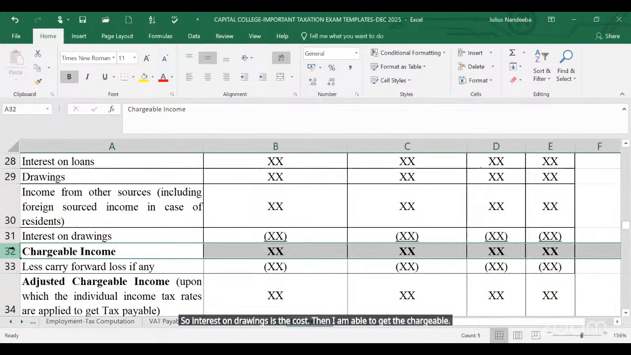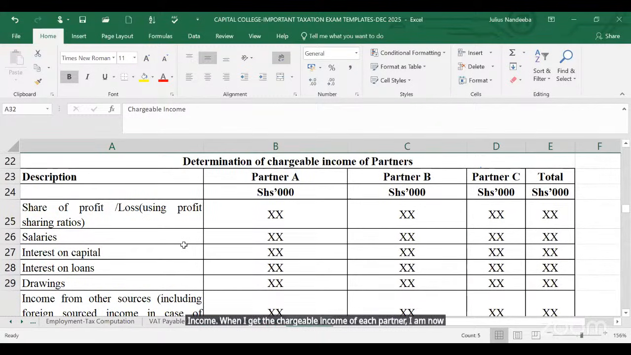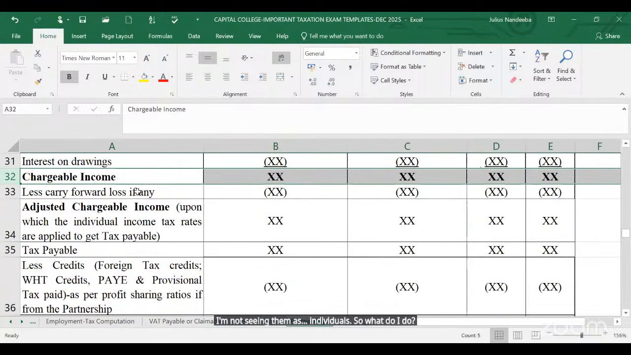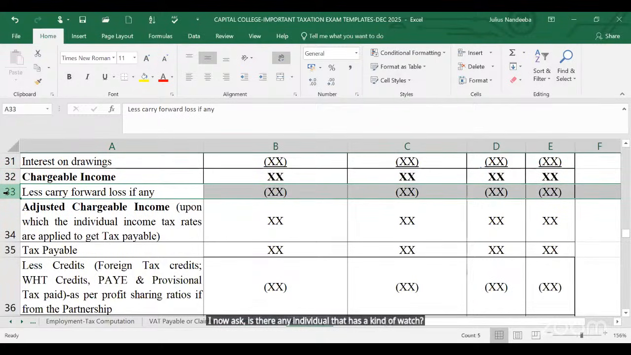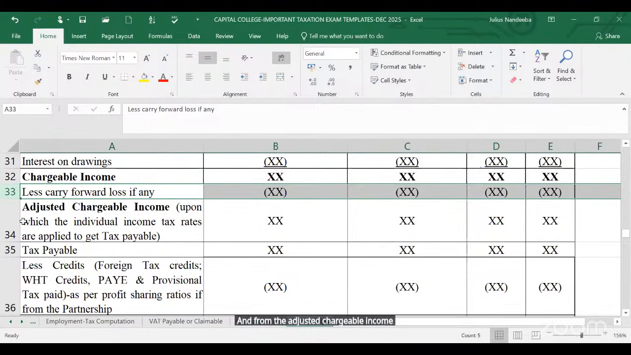income. When I get the chargeable income of each partner, I am now seeing them as individuals. So what do I do? I now ask, is there any individual that has a carry forward loss? Because for them, they can have carry forward losses. I knock it off from anyone who has it. And then I am able to get my adjusted chargeable income. And from the adjusted chargeable income, I now go to the table. Remember the table for individual income tax rates? That's where I pick their tax from. I bring their tax there as tax payable.